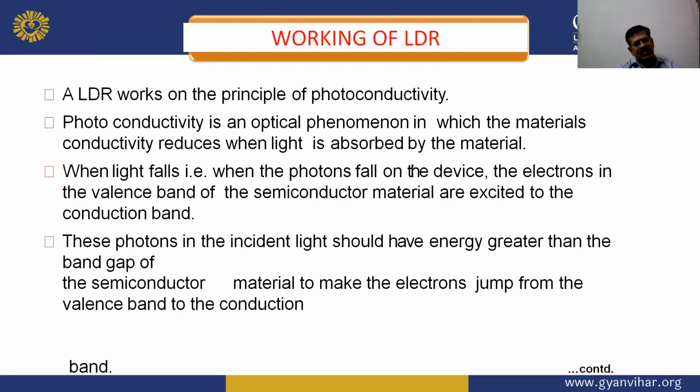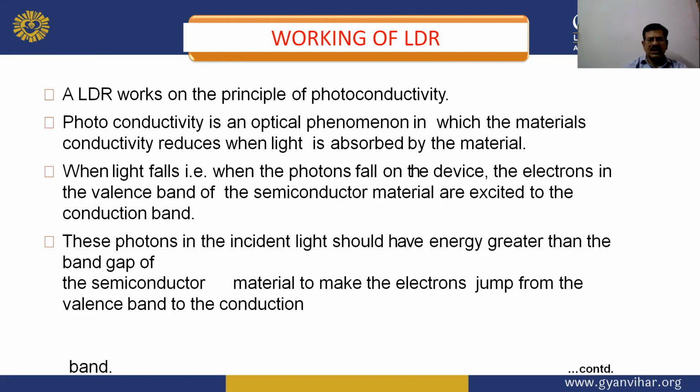What is the band gap? The band gap is the distance between the valence band and the conduction band. The photon energy should be greater than the band gap of the semiconductor material to make the electron jump from the valence band to the conduction band. So if the incident light energy is greater than the band gap, the electrons jump from the valence band to the conduction band.